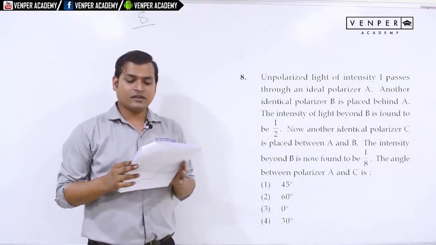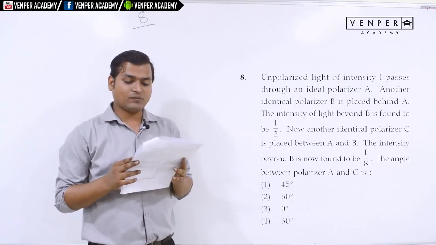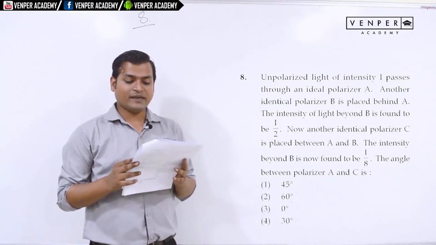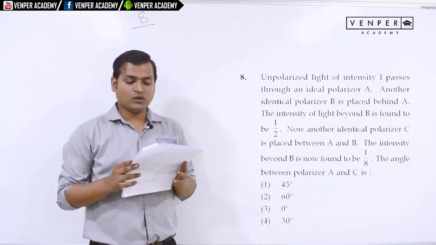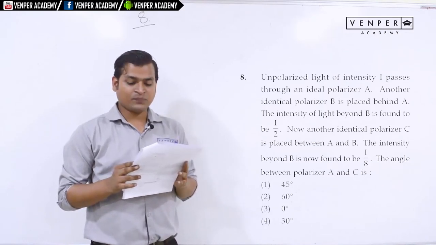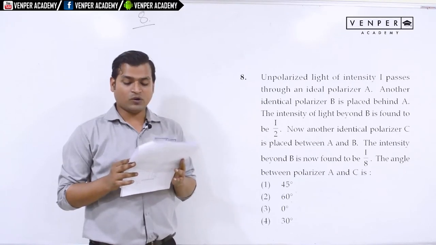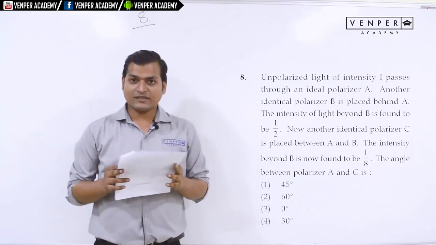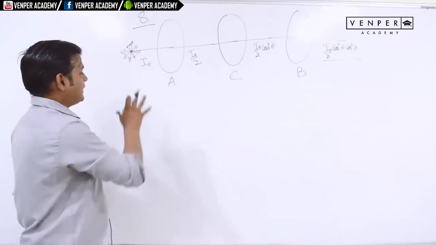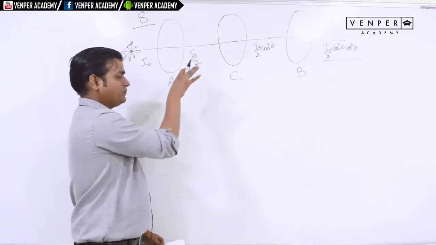Unpolarized light of intensity I passes through an ideal polarizer A. Another identical polarizer B is placed behind A. The intensity of light beyond B is found to be I upon 2. Now another identical polarizer C is placed between A and B. The intensity beyond B is now found to be I upon 8. The angle between polarizer A and C is? Now see here, there is unpolarized light in this question.